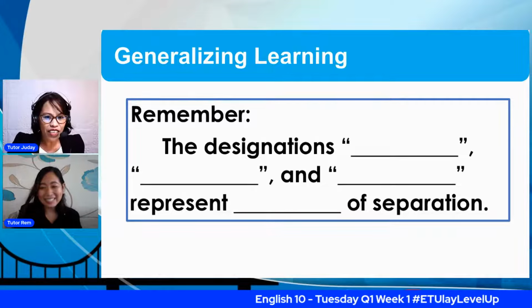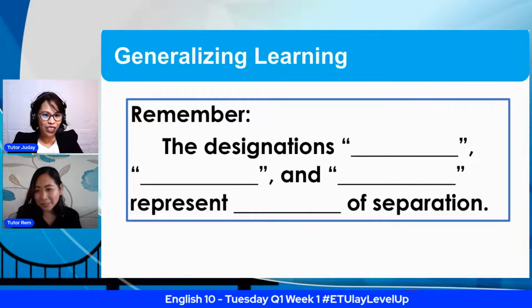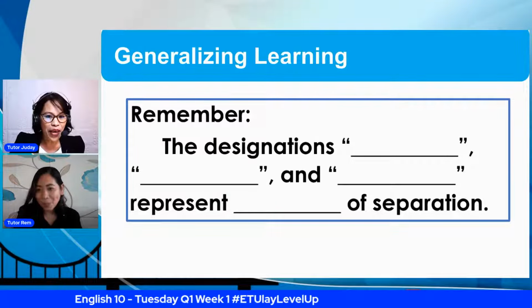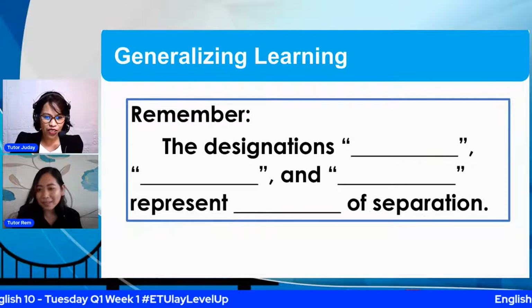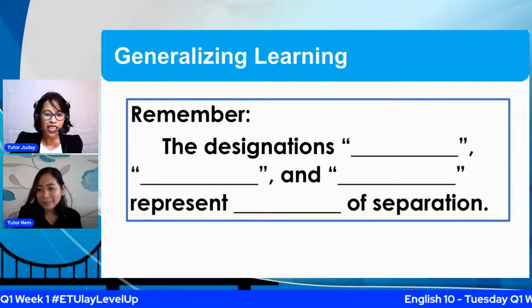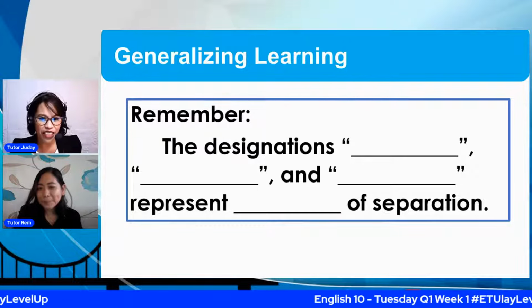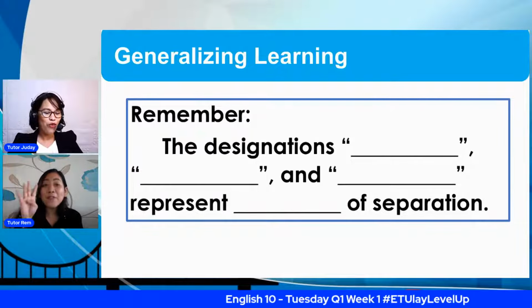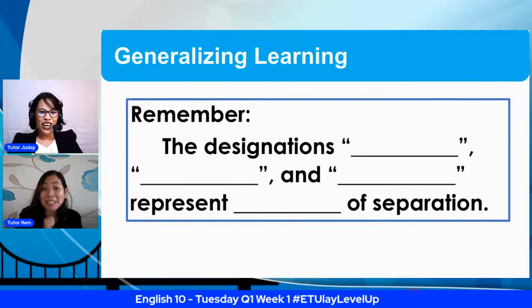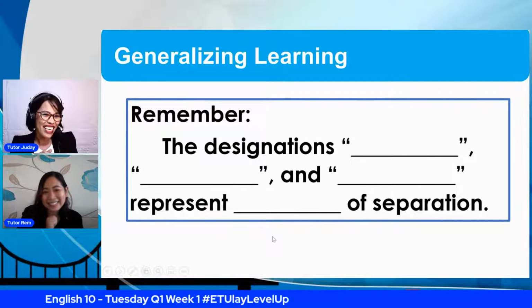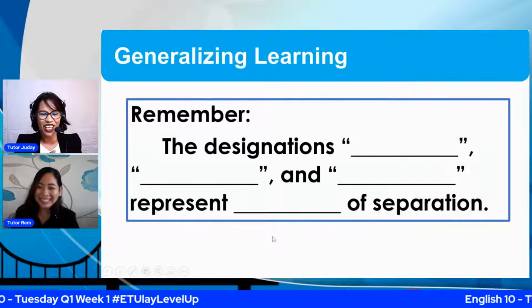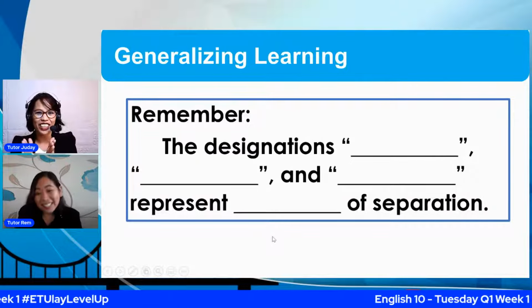Let's check their answers. Yes, we have primary, secondary, and tertiary. What about the fourth blank? It starts with letter D. From first to second to third.